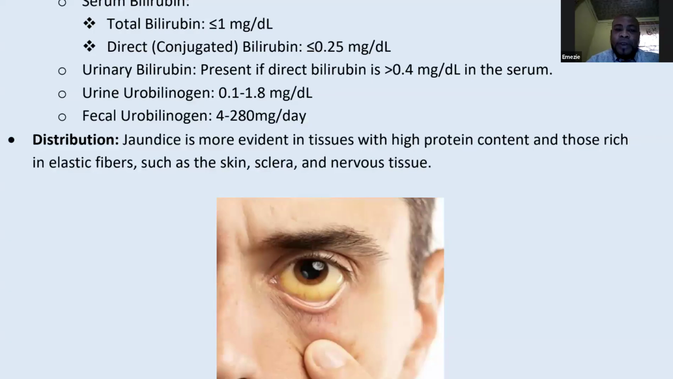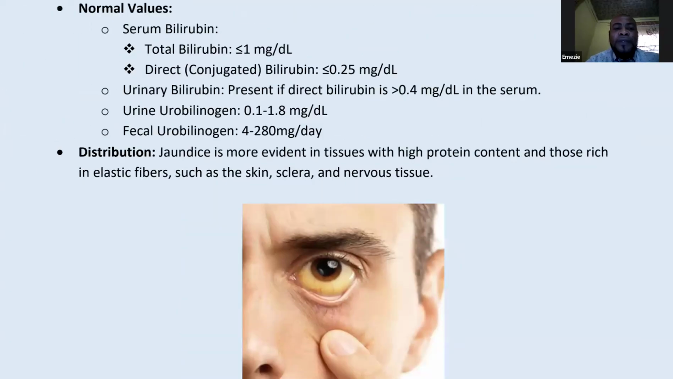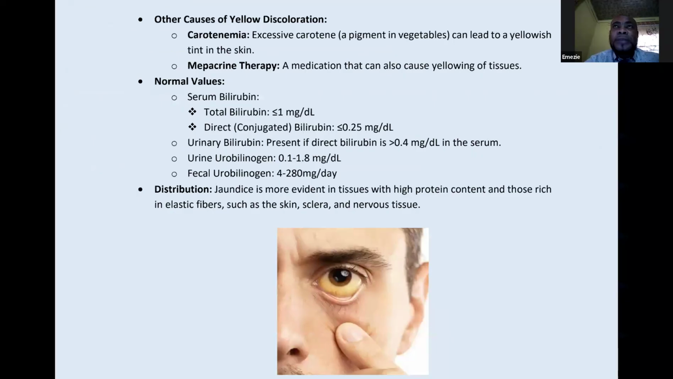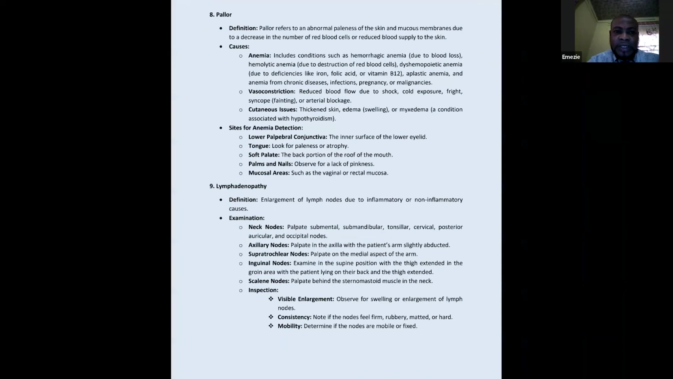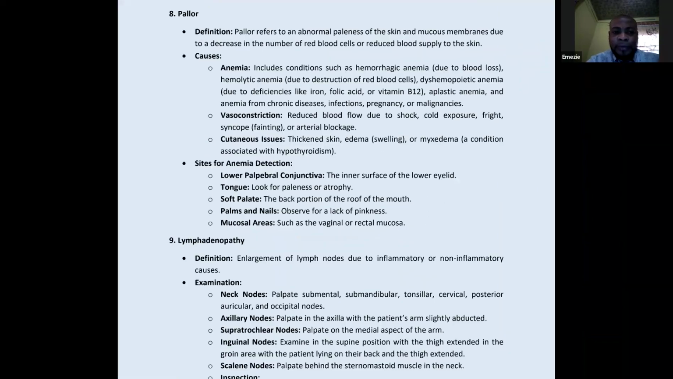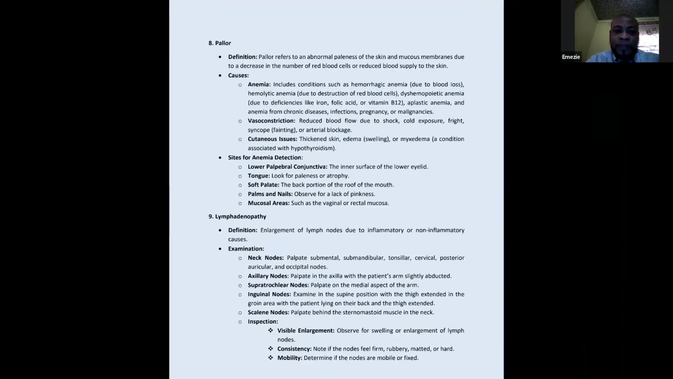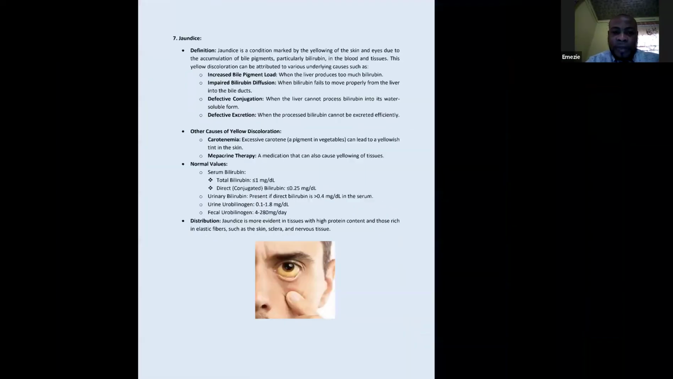And how do we examine for pallor? What does pallor stand for? Pallor means pale, that the person is pale. It stands for shortage of blood. That the person doesn't have enough blood in the body. So there are a couple of places we check for pallor, which is a shortage of blood in the body.